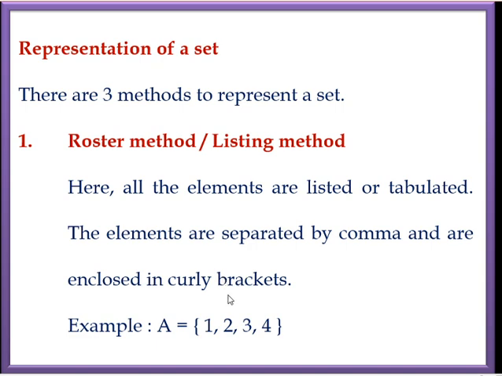In fact, that is why they are put not in a circular or rectangular bracket but in a curly bracket. For example, set A is {1, 2, 3, 4}. How will you define this set? You can say that it is the set of natural numbers less than 5.